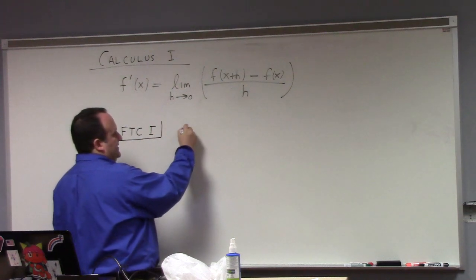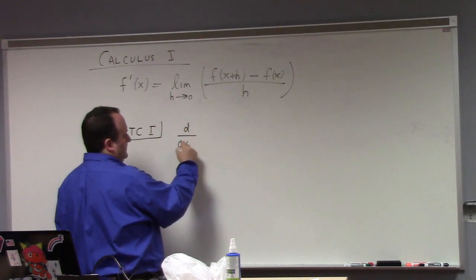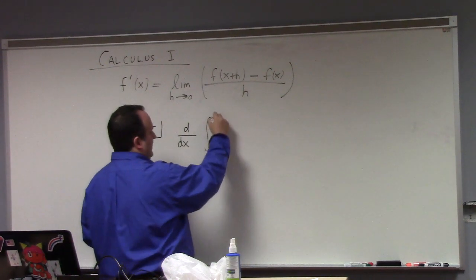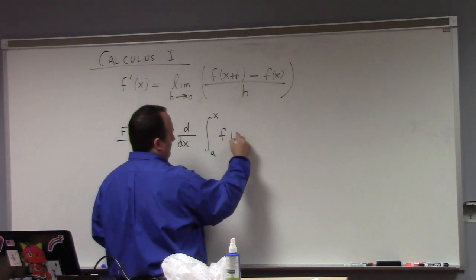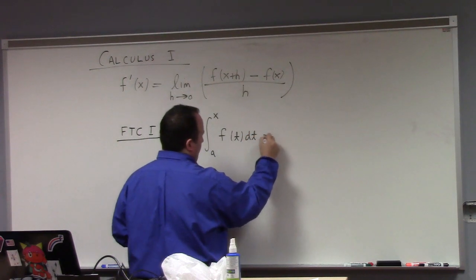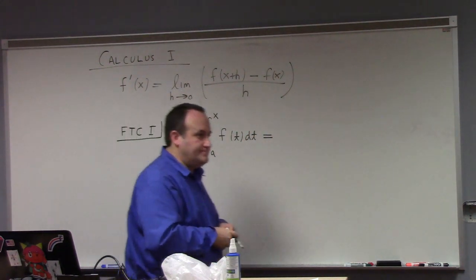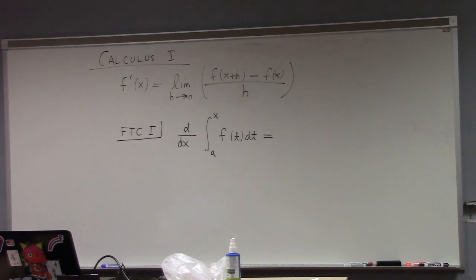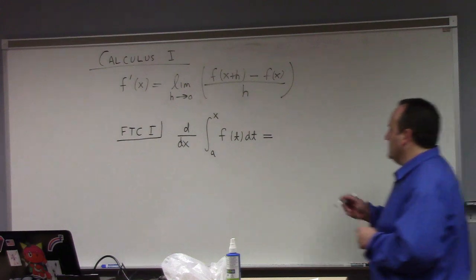It says d dx of the integral from a to x of f of t dt is equal to what? This is so-called FTC1. Do you guys know it? F of x. Very good. Now, why is that true?